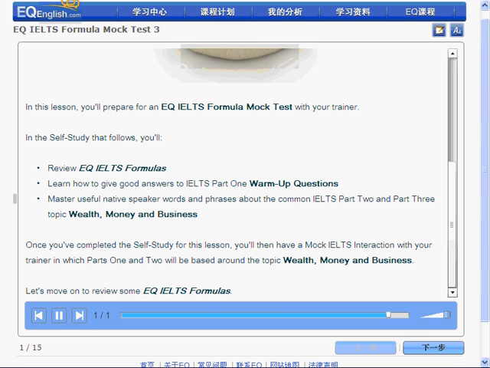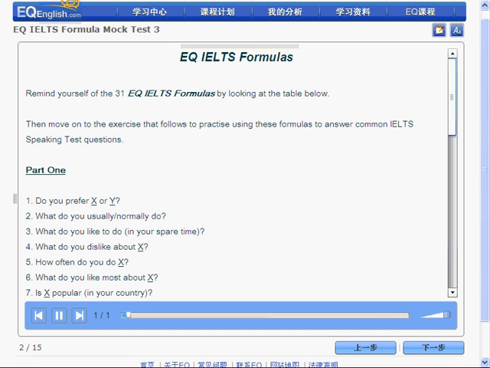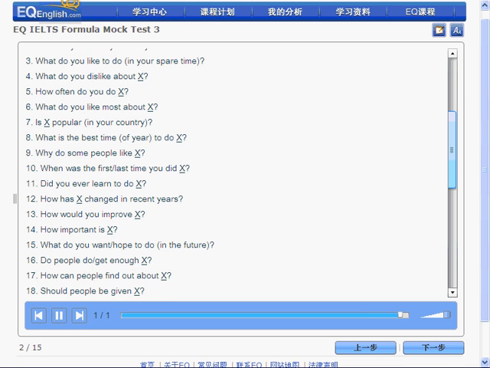Let's move on to review some EQ IELTS formulas. Remind yourself of the 31 EQ IELTS formulas by looking at the table below. Then move on to the exercise that follows to practice using these formulas to answer common IELTS speaking test questions. Now, move on to the following exercise to test your understanding of the 31 EQ IELTS formulas.